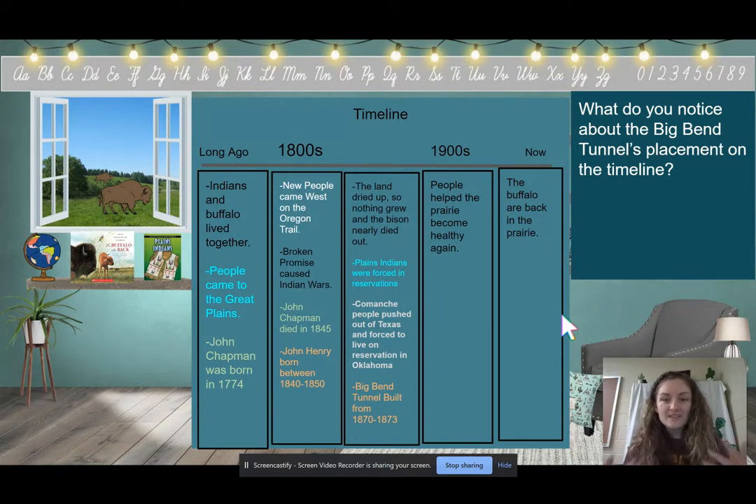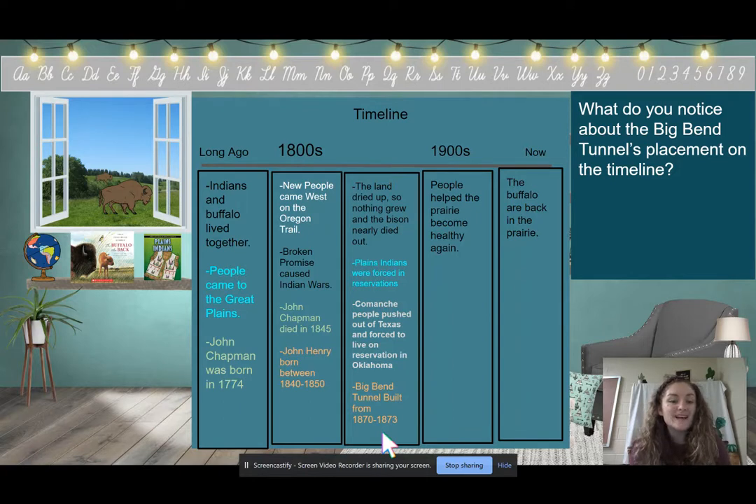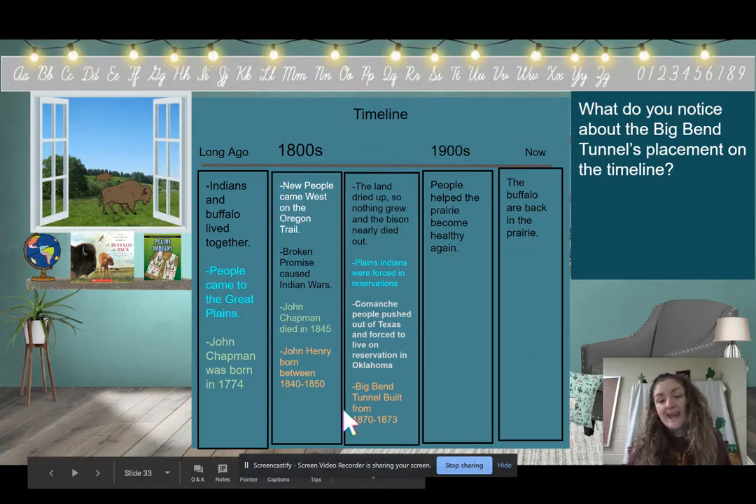So, as we are thinking about this new legend, we also have to think about the life around the real John Henry. John Henry is seen as a legend, but he was also a real person. Here is our timeline that we have added to since we've started this module. And the last person we added was John Chapman, or Johnny Appleseed. And now in orange, we have John Henry being born between 1840 and 1850. We don't have a specific date. And then we also have right here Big Bend Tunnel, built from 1870 to 1873. And remember, based on the legend, after he drilled through that rock, that is where John Henry died. So it is possible that John Henry died between 1870 and 1873.